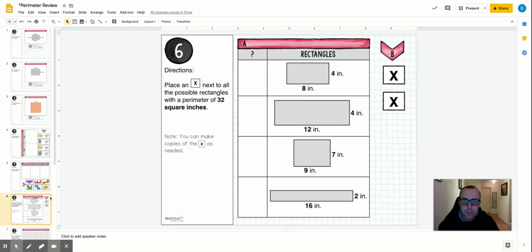All right, now here, okay, the directions say place an X next to all the possible rectangles with a perimeter of 32.